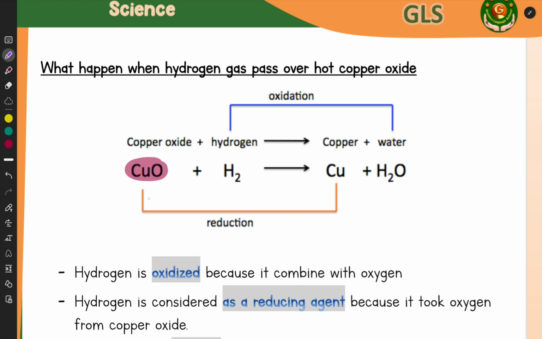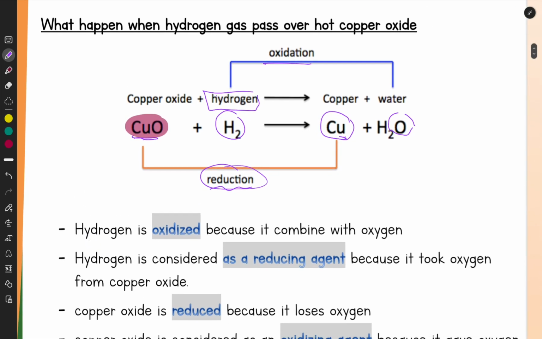First of all, let's figure out what is CuO. Cu lost oxygen and becomes Cu only, so it undergoes a reduction process. So the element or compound that loses oxygen undergoes a reduction process. And the atom like H2, hydrogen, that gains the oxygen like this undergoes oxidation. Of course, it's an oxidation process.